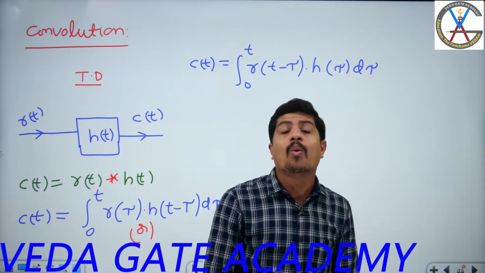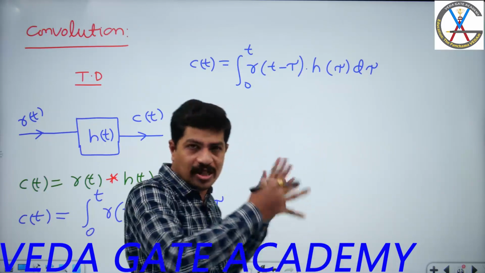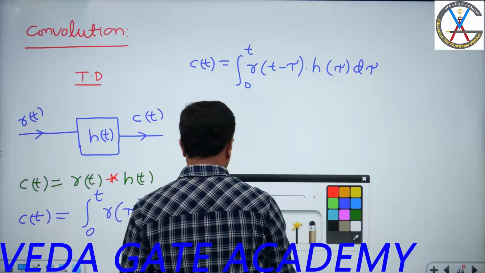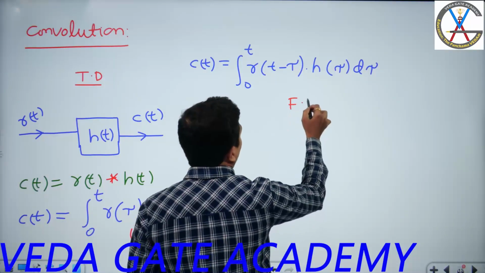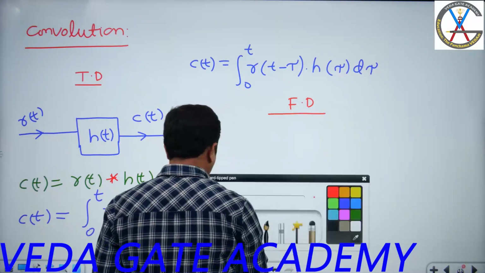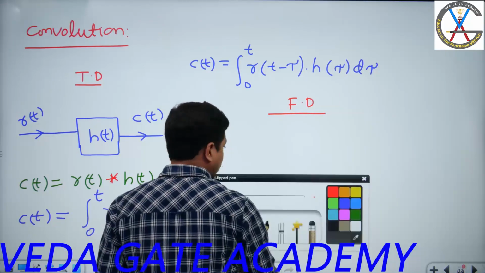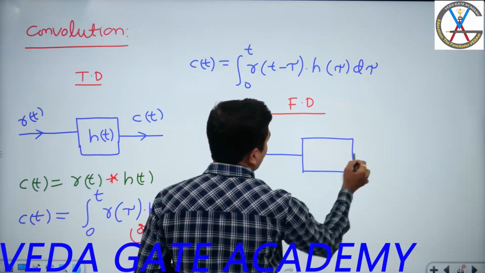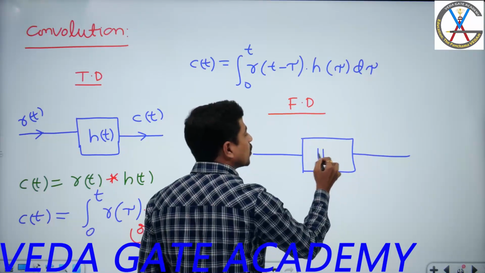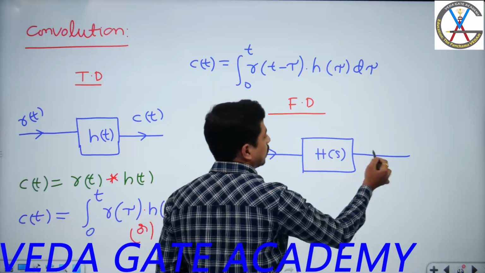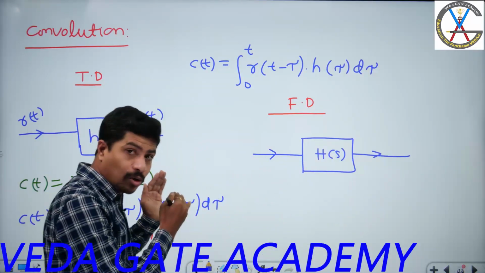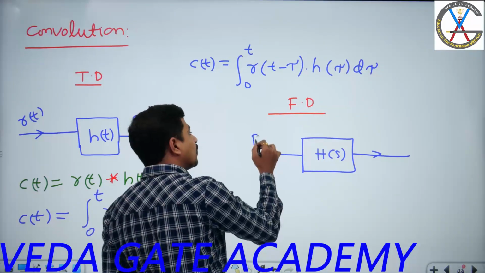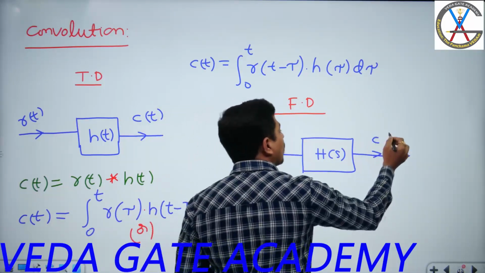Then what is the procedure in the S domain? This is in the time domain. Now the same procedure in the S domain, the frequency domain. Take the same system. Now h of t will become H of s, r of t will become R of s, and c of t will become C of s.